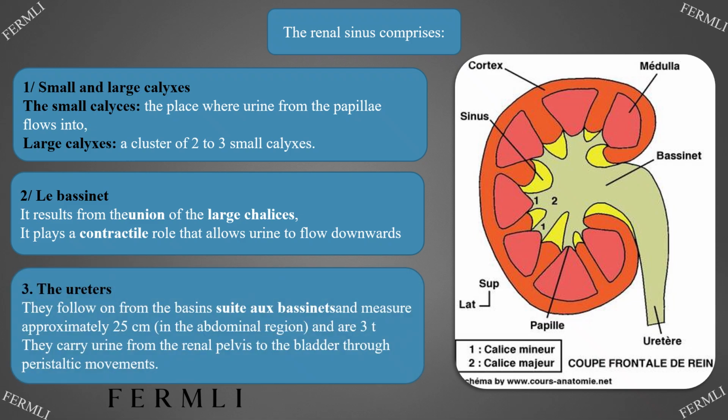3. The ureters. They follow on from the renal pelvis and measure approximately 25 centimeters in the abdominal region. They carry urine from the renal pelvis to the bladder through peristaltic movements.